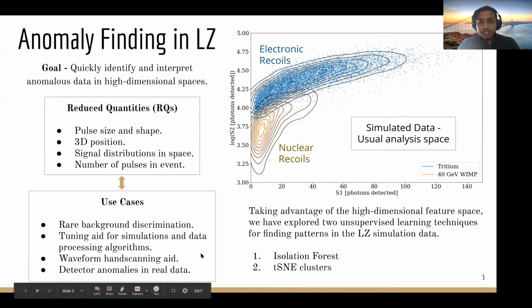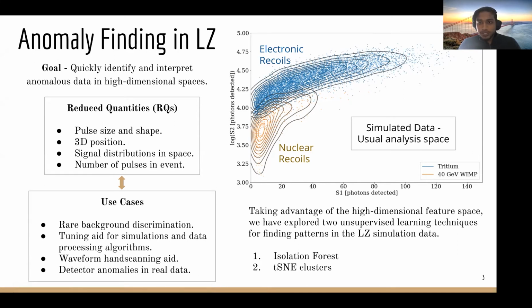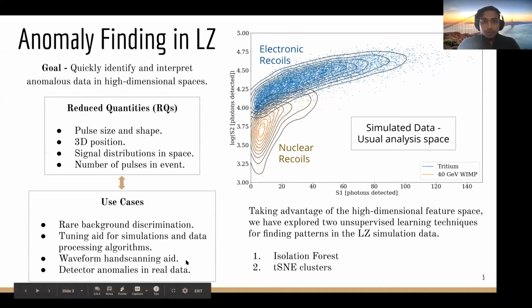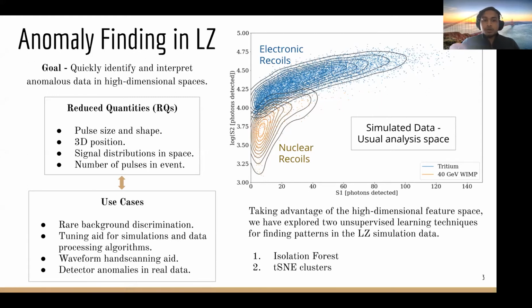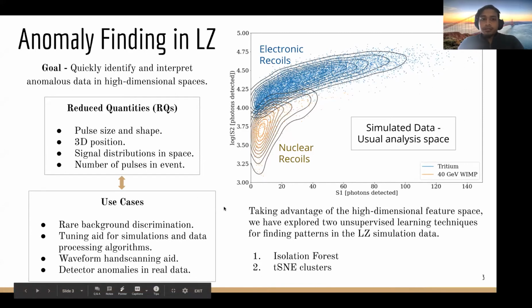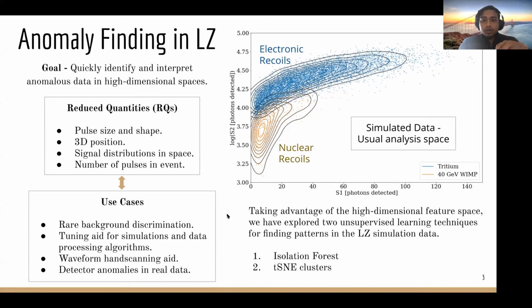We can also use these RQs to help us with performing manual data quality checks. It can help speed up these processes. And of course, eventually, when we have real data, we can use these to pick out anomalies in real time as the data is coming in. Okay, so those were some of the RQs that we want to work with.